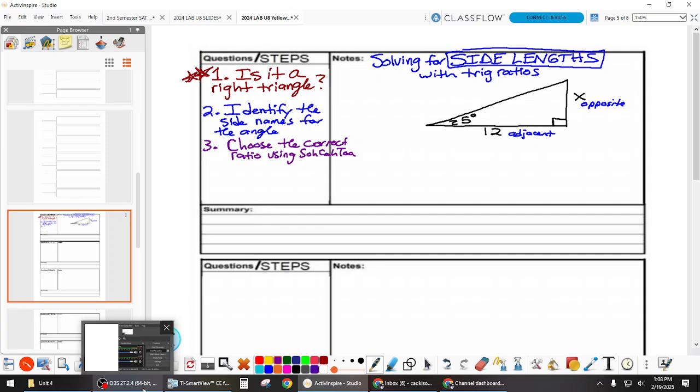All right, so what is the correct ratio that we're going to use? With opposite and adjacent, so OA. Tan? Tangent, yep.